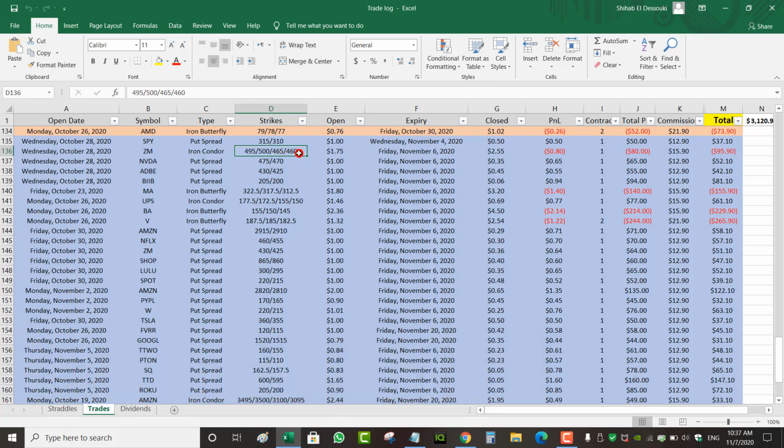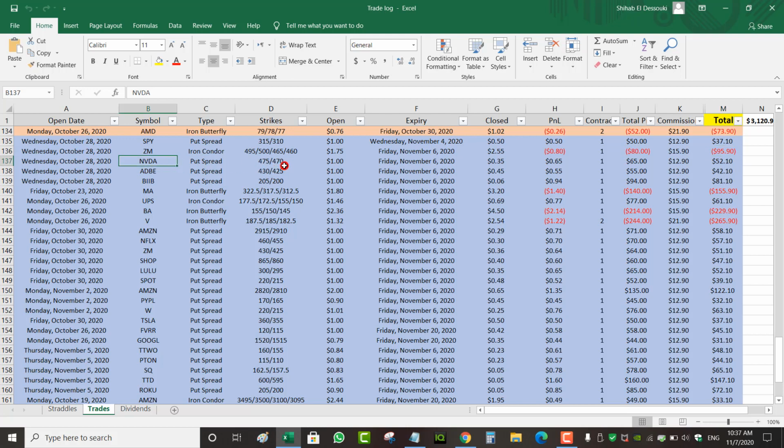Sadly, Zoom ended up going higher and my 495 call spread got breached. So the 495, 500 call spread is the one that got breached, and the 465, 460 put spread ended up being safe. I ended up closing the trade early on Thursday. I didn't want any trouble with the call spread on Friday, so I closed it for $2.55. So I took a loss on that one, a net loss of $95.